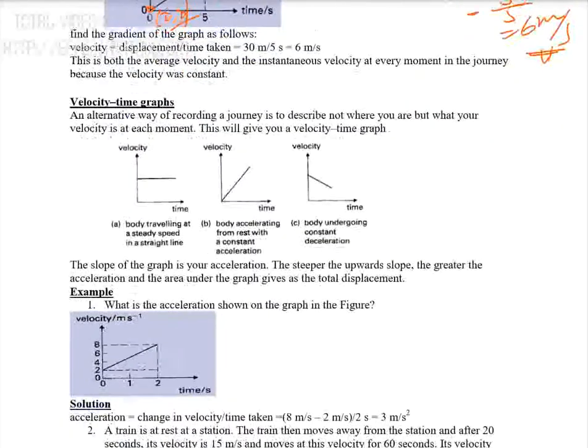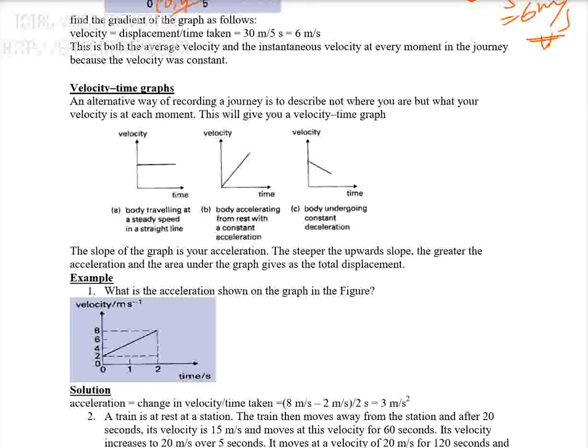The second type of graph is the velocity-time graph. An alternative way of recording a journey is the velocity-time graph. In this velocity-time graph, we will calculate two basic quantities. The first one is by taking the slope. The slope gives us the acceleration, and the area. Which area? The area under the graph.